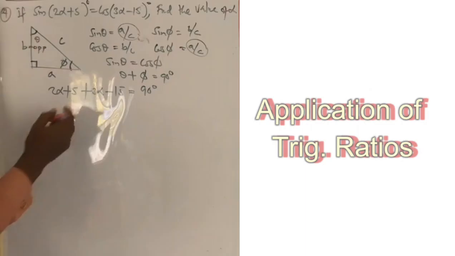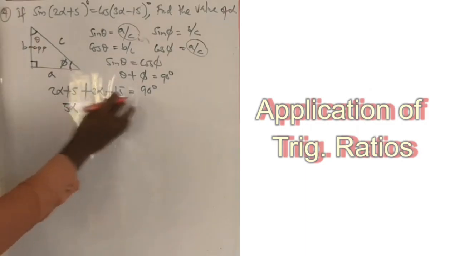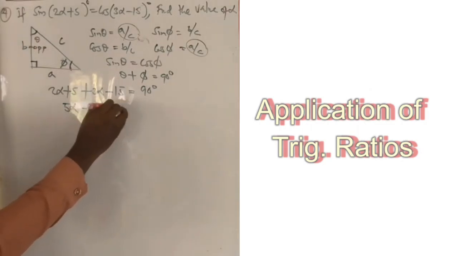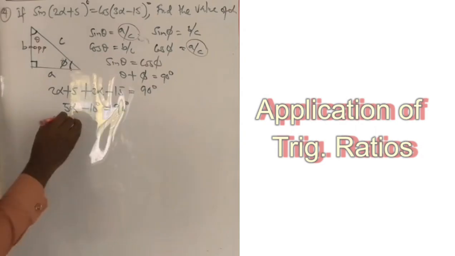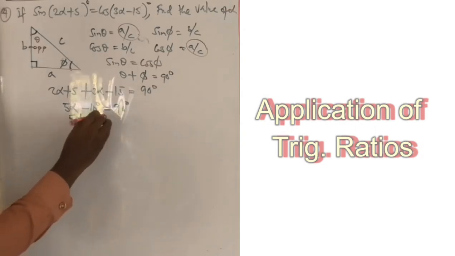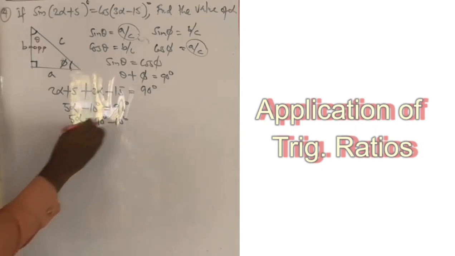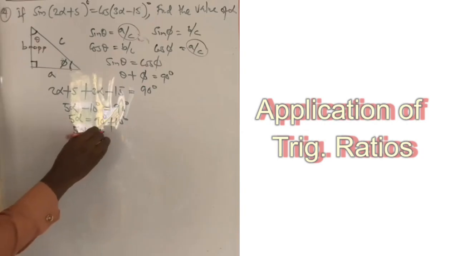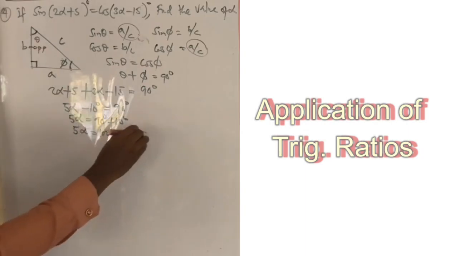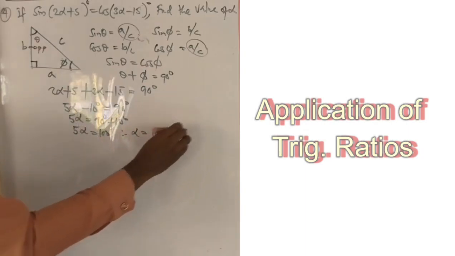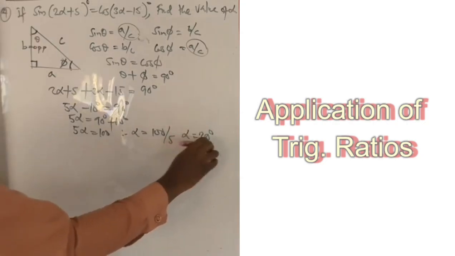2 alpha plus 3 alpha gives what? 5 minus 15 equals to what? So take this one there. 5 alpha equals to 90 minus 10. So plus 10, thank you. 5 alpha equals to, you have answer by 5? 20. So alpha equals to 20.